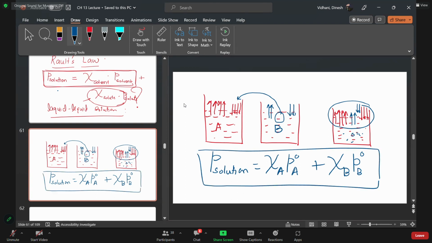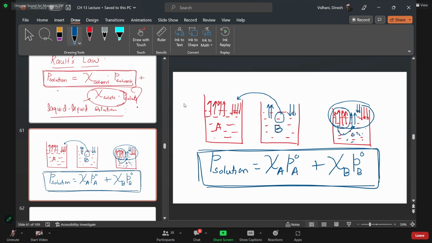But this equation is valid only if A and B are liquids and completely miscible, right? If they are miscible, that means they are interacting with one another. If they're interacting, it will not let all 4 molecules go out, and A will make sure that 2 molecules of B do not go out that fast. So it's going to affect each other, and also how much A is going out into the atmosphere and how much B is going out into the atmosphere. And that will be governed by this equation.